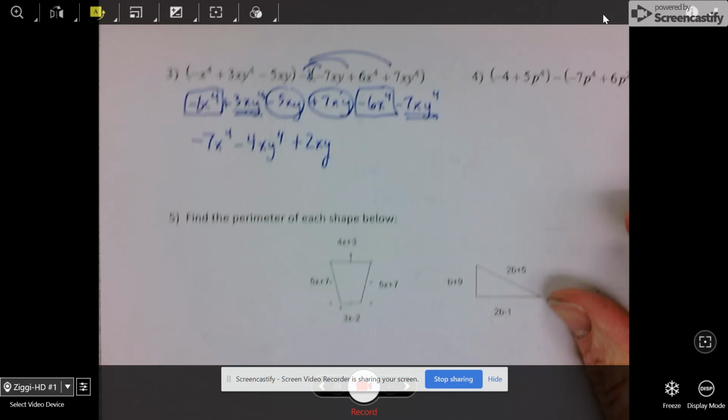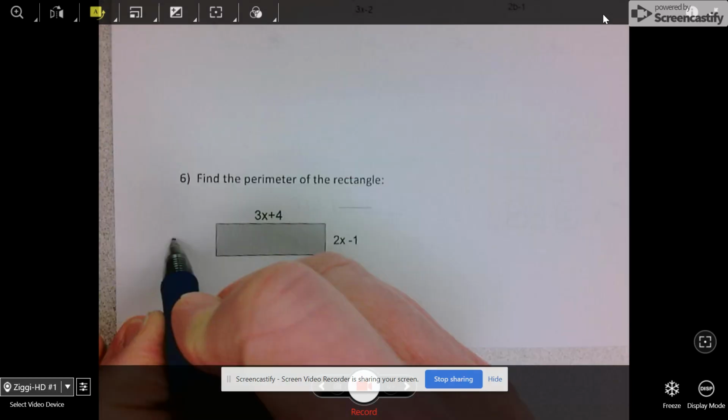We've done this with rectangles with our formula. You had a formula for it, but you don't really need the formula because you know that you're just adding all of the sides together. So I'll show you on the rectangle. 3x plus 4 plus 2x minus 1 plus 3x plus 4 plus 2x minus 1. That's where there's 2 of them here and 2 of them here. That's where the 2L plus 2W business comes in.